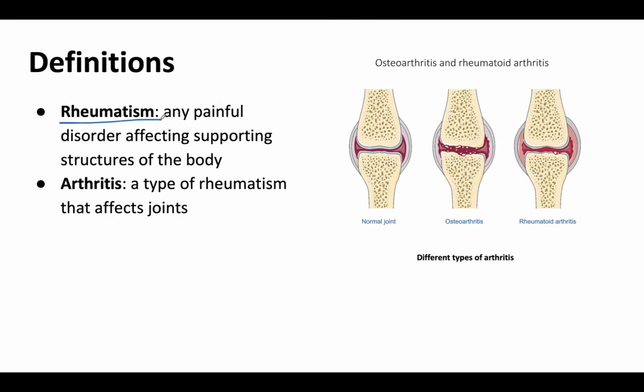So rheumatism is any painful disorder affecting supporting structures of the body. So what does that even mean? Well, supporting structures could mean bone, ligaments, tendons, even muscles could be involved. Arthritis is a type of rheumatism that specifically affects the associated structures of joints.